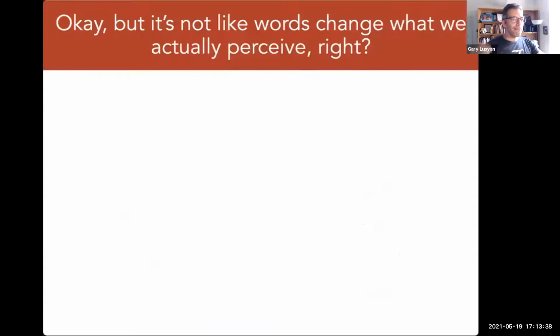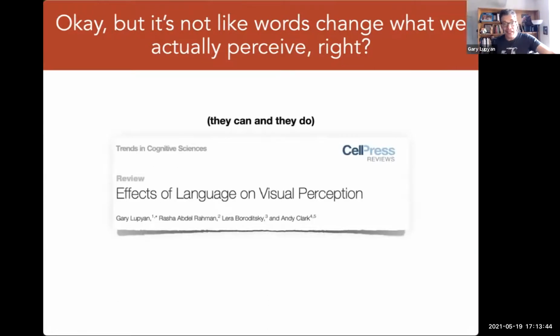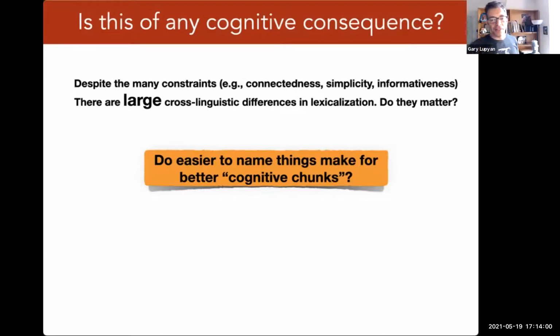Now, I'm not in this talk going to talk about the effects of language on perception. I'll refer you to this paper, that it's not just that you see these kinds of effects on high-level categorization, explicit reasoning types of tasks. It goes pretty far down. So I refer you to this paper. Do easier named things make for better cognitive chunks? Yes, they do.